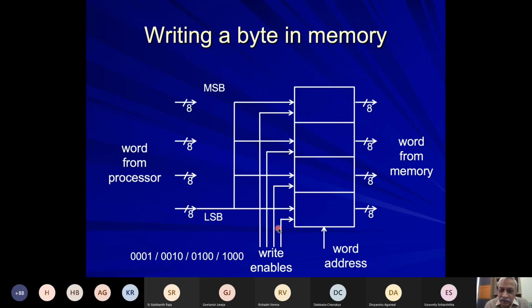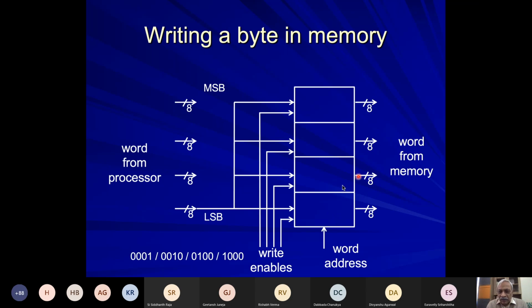So now imagine that memory is organized as physically word memory. That means in memory physically you can write an entire word or read an entire word, but we are getting only a byte from the processor to be written into 1 byte of memory. How do we do that?